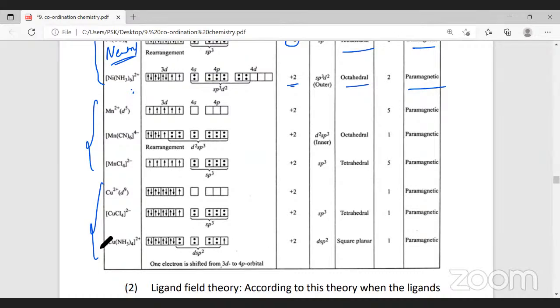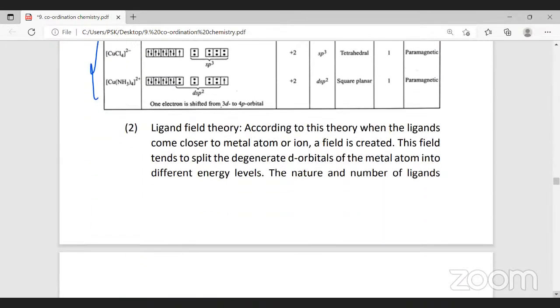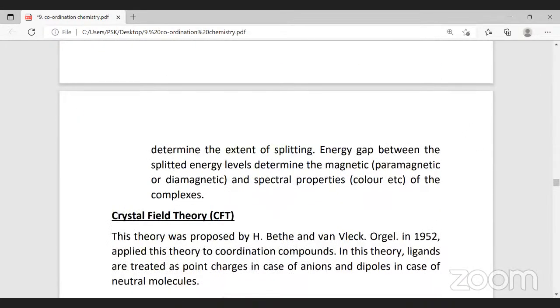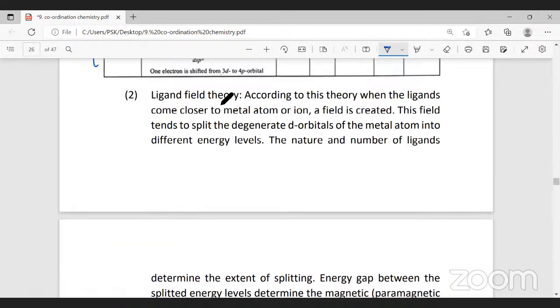Since valence bond theory has major demerits or limitations, to overcome those limitations we have something called ligand field theory. Now, this ligand field theory we don't learn. We will learn crystal field theory. Ligand field theory is not there in the syllabus.